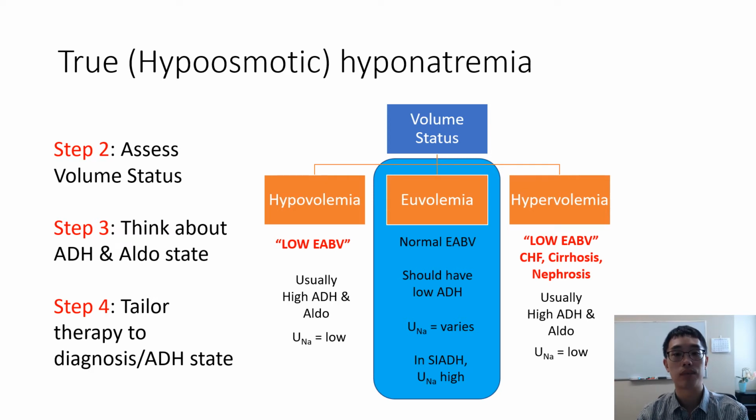higher than 20. SIADH is usually a diagnosis of exclusion, and you'll want to exclude hypothyroidism and adrenal insufficiency that can cause euvolemic hyponatremia.